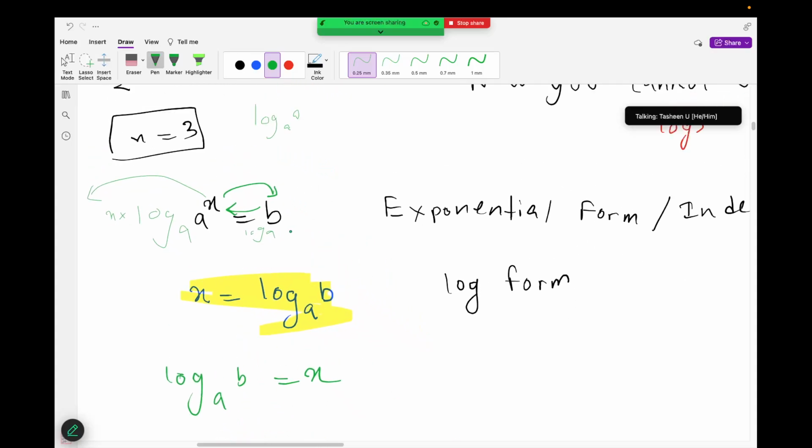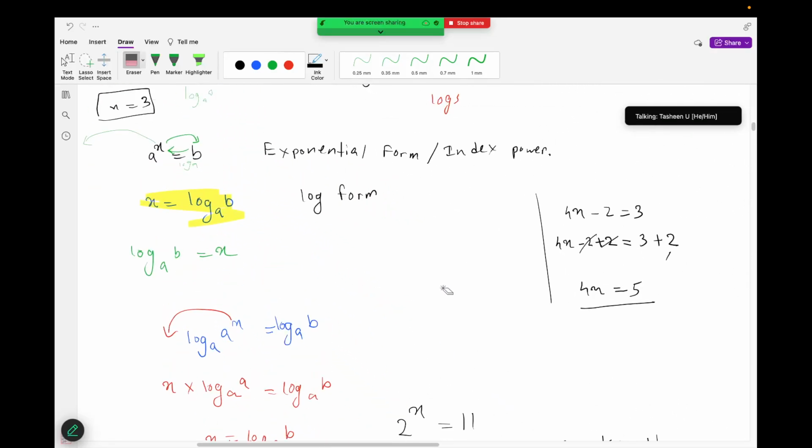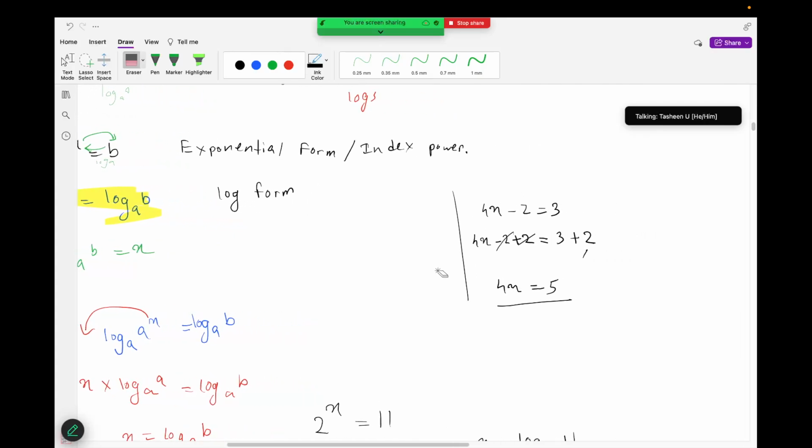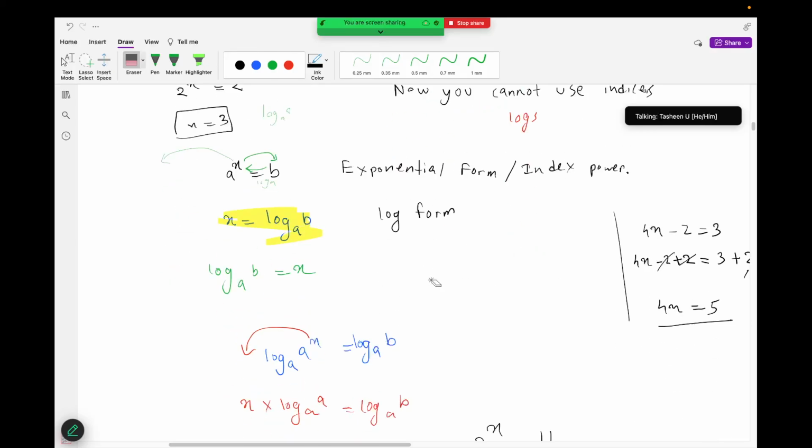Okay, but in short form, if you want to make this fast, just flip the x with b and the log of that base. So basically the base of the exponential and the base of the log stay the same, and then flip the other things, if that makes sense. That is what we do in logs.